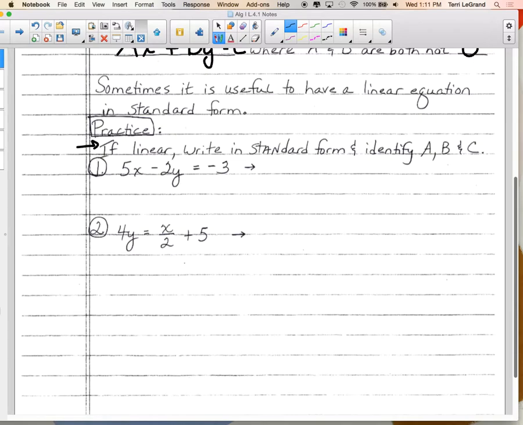So here's our directions, and this is what will happen in your homework also. If linear, write in standard form and identify A, B, and C. So first of all, we run it through the test. Is this linear? Does it flunk any of the tests? Are x and y to the first power, both of them? Yes. Yeah, there's an invisible power of 1 on both of those. Are they being multiplied by each other? No. Any x's or y's in a denominator? In an exponent? Under a radical sign? Okay, then it's linear. All you have to do is run it through those tests.